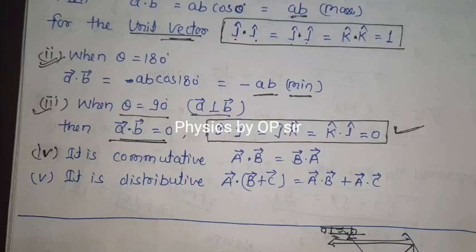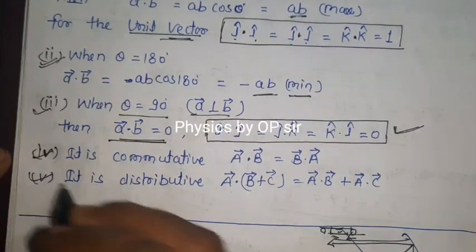So in questions we will use this: i dot j, j dot k, k dot i equal to 0, and i dot i, j dot j, k dot k equal to 1. When the same vectors are there, the dot product is 1, and when the sequence is i, j, k, then the dot product will be 0. Two properties we have to remember also.